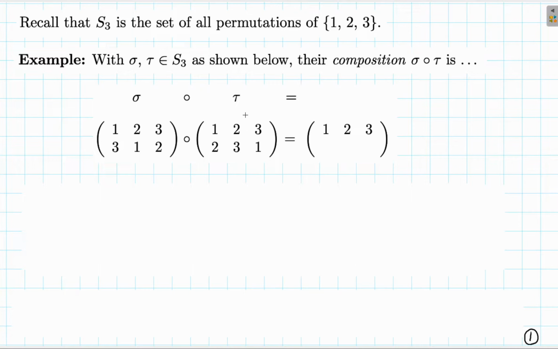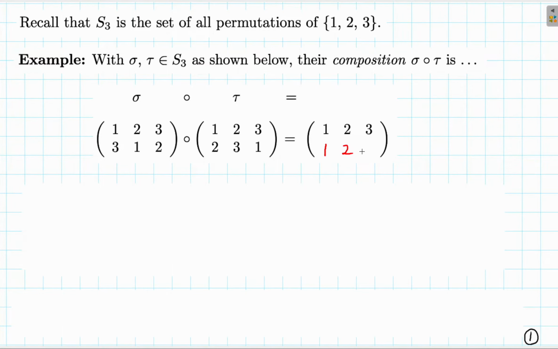So remember that tau here is the inside function, and so it gets applied to the numbers 1, 2, and 3 first. And so tau would send 1 to 2, and then sigma would send 2 back to 1. So the net result of the composition is that the composition sends 1 to 1. How about the input 2 here? Well, tau gets applied to it first, and tau sends 2 to 3. But then sigma sends 3 back to 2, so the net result is 2.